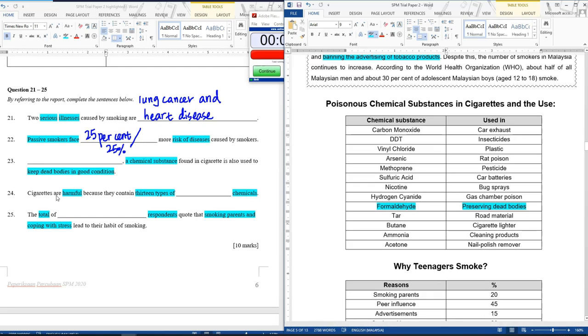Okay, moving on to question 24. Cigarettes are harmful because they contain 13 types of chemicals. So if you wrote poisonous, then you are correct. Because as you can see here, there are 13 types of them. So you can't be writing all the names of the 13 types of chemical substances. So the only possible answer would be an adjective. Here you can see the word poisonous, which is an adjective for all of these chemicals here. So the answer for question 24 would be poisonous.